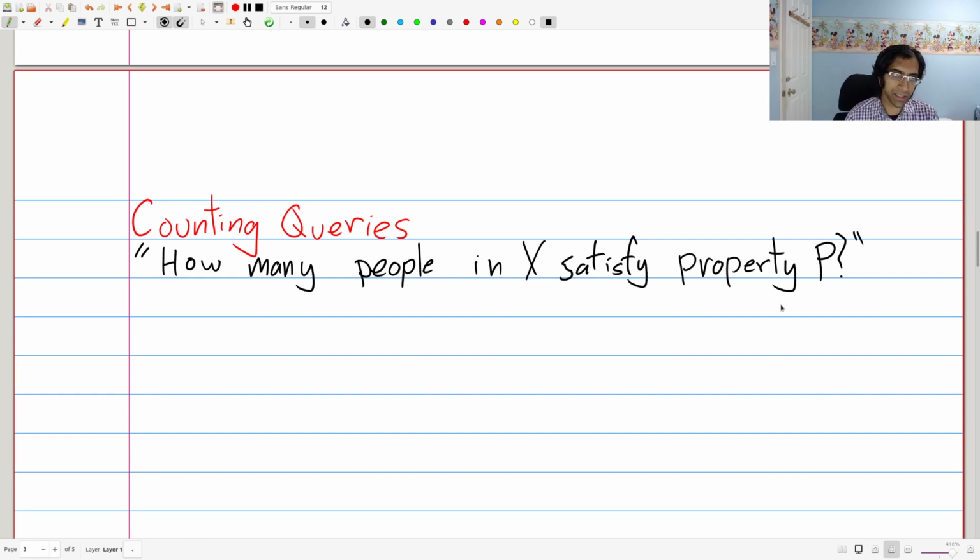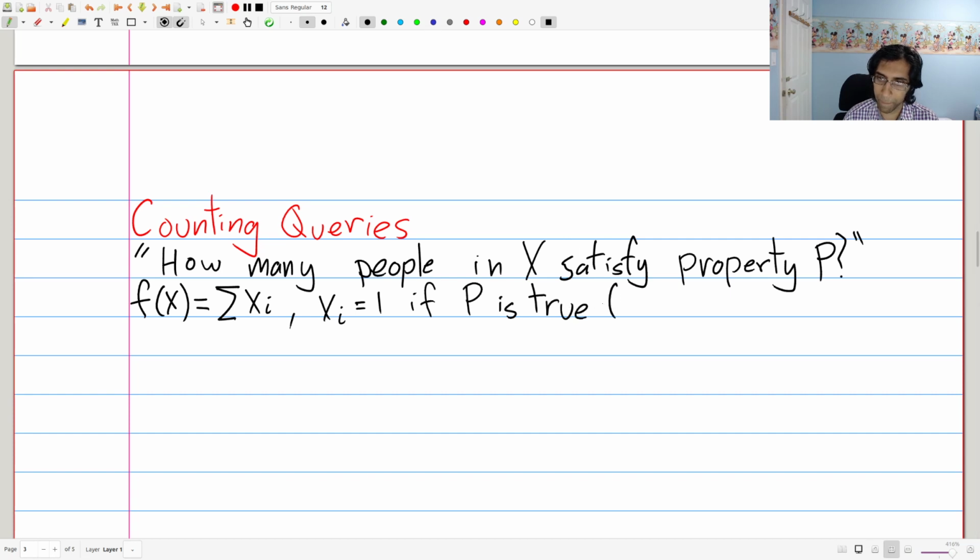But essentially, if we just ask one question like this, then our function f on x would be equal to the summation of xi, where, once again, xi is equal to 1 if P is true for i, and 0 else. So again, this is pretty similar to what we've looked at already, but it just counts how many people satisfy property P. It's very easy to analyze this. Again, delta is equal to 1, because changing one thing from 0 to 1 or 1 to 0 can only change it by at most 1.